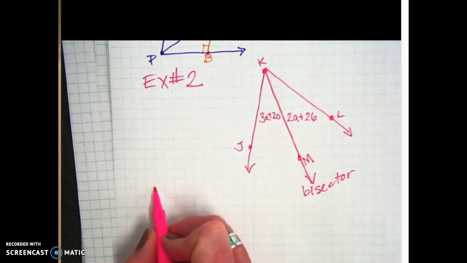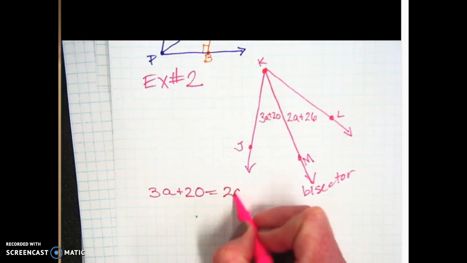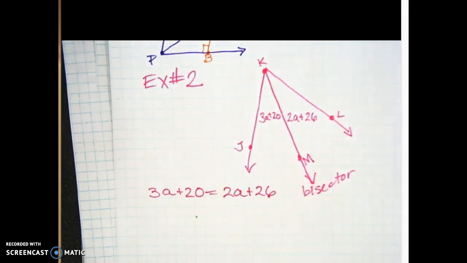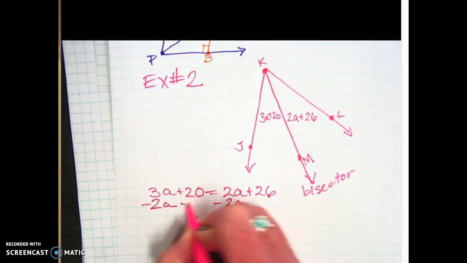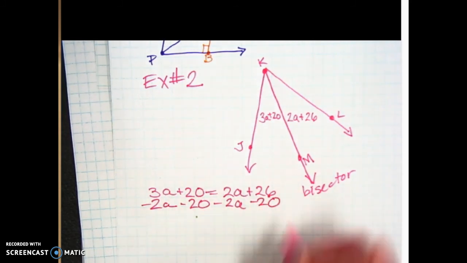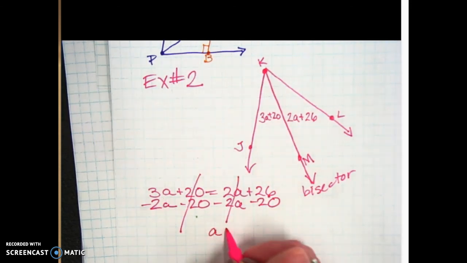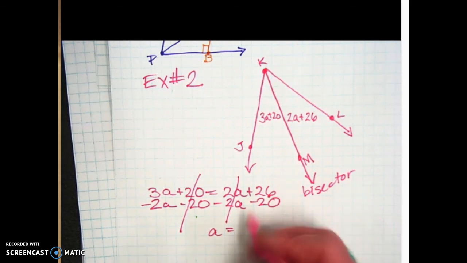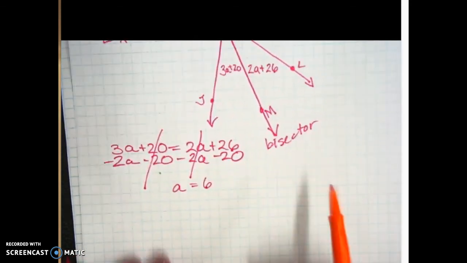So I'm going to take the expression 3A plus 20, set it equal to 2A plus 26. And then I'm going to pretend like I'm in Algebra 1 class. So I'm going to subtract 2A from both sides, subtract 20 from both sides in the same step. These are opposites, these are opposites. So 3A minus 2A is 1A, and 26 minus 20 is 6. Okay? If they just want the variable, you stop there. But sometimes they're going to want you to plug it back in.